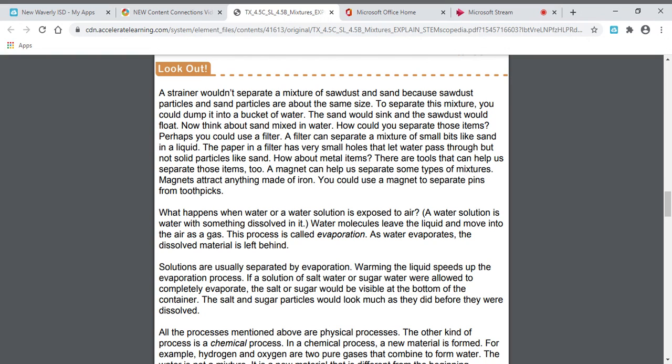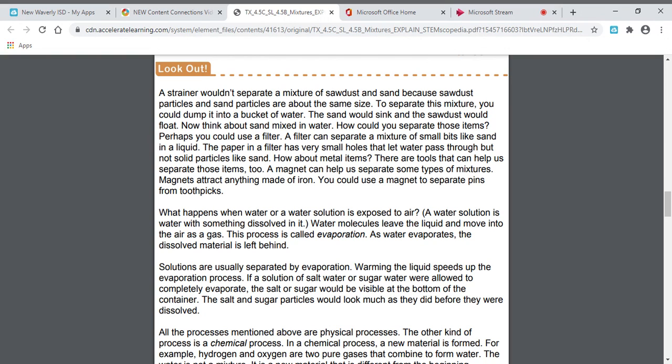Now think about sand mixed in water. How would you separate those items? Perhaps you could use a filter. A filter can separate a mixture of small bits like sand and liquid. The paper in a filter has very small holes that let water pass through, but not solid particles like sand.